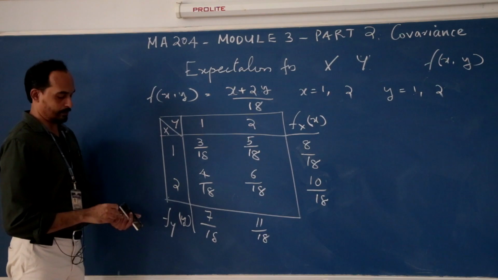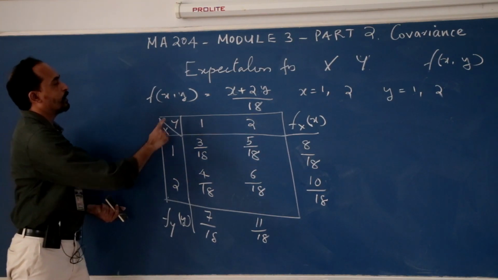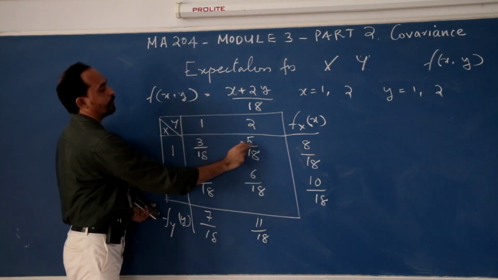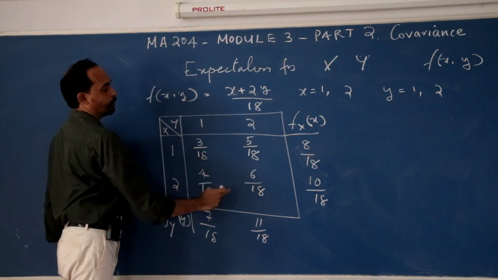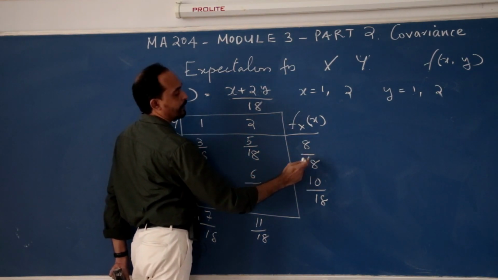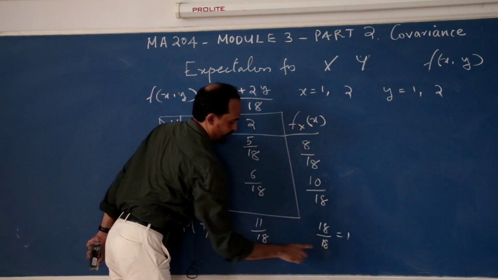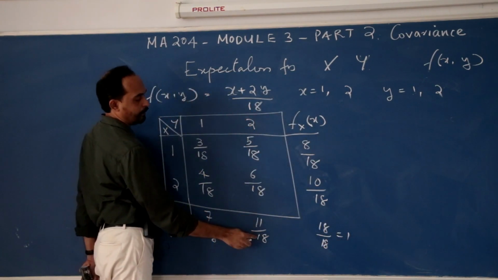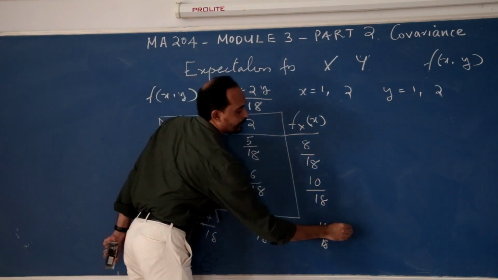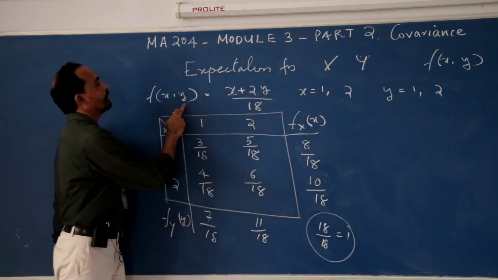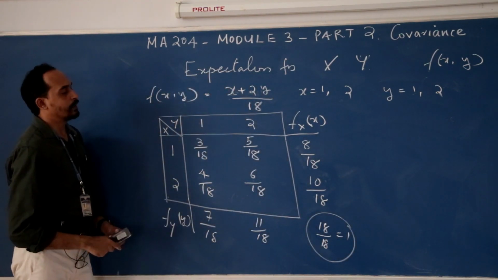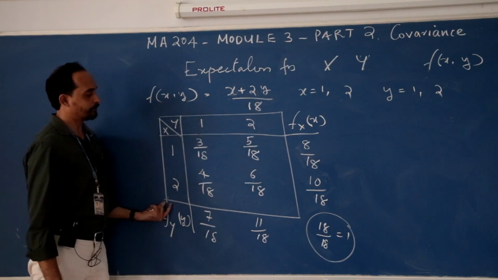One more point was there. If it is a probability density function, the total sum must be equal to 1. So it is 8 by 18 plus 10 by 18, which is 18 by 18 equal to 1. Here also 7 by 18 plus 11 by 18, the answer is 18 by 18, equal to 1. So f of xy is a probability density function having two variables.